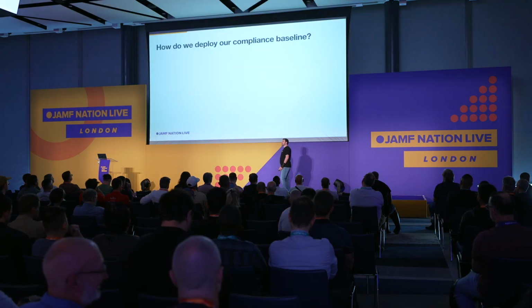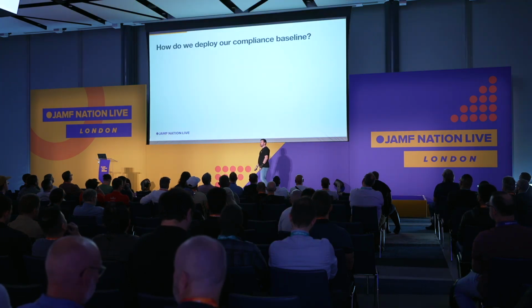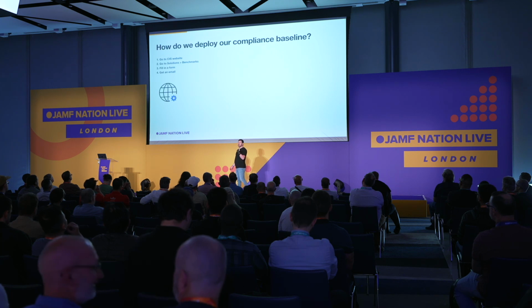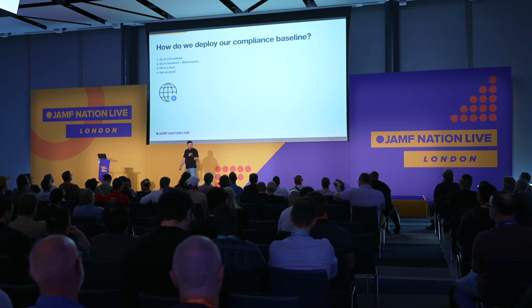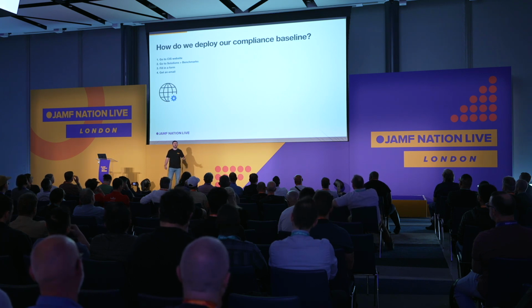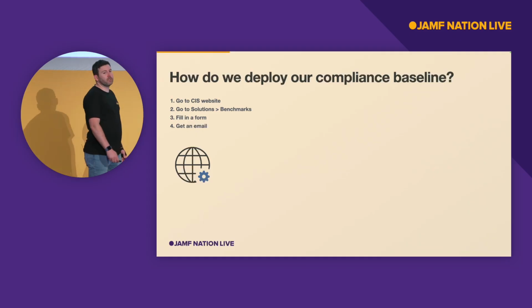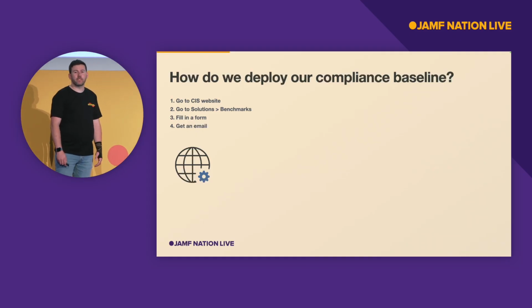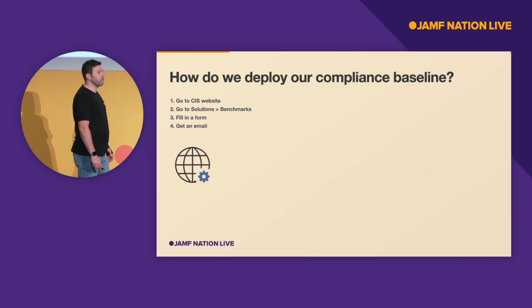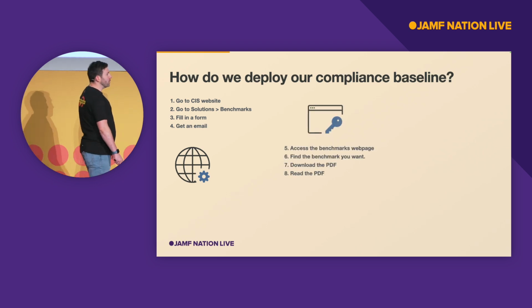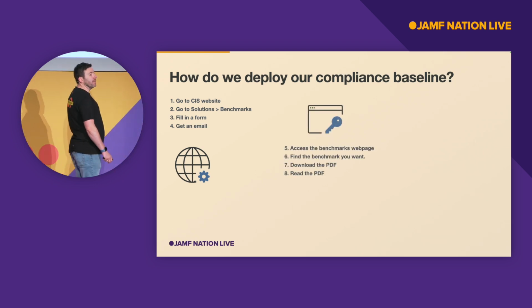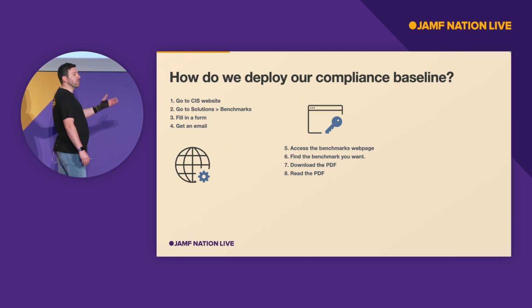So how are we going to do this? Well, to do CIS level 1, firstly, we're going to go to their website. We're going to find the right section. So we're going to go into solutions and then find the benchmark section. There's a form you have to fill out, and then they send you an email. We can all do that, right? Yeah? It's easy enough. Well, that's not giving us anything. It's just giving us an email. Well, how is that going to help us achieve our goal? Well, it gives you a link, and when you click on that link, that lets you access the benchmarks page.